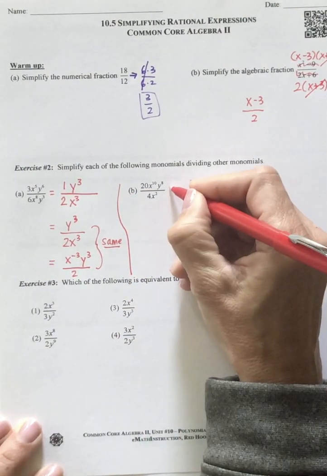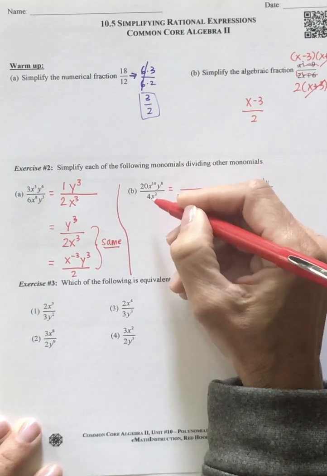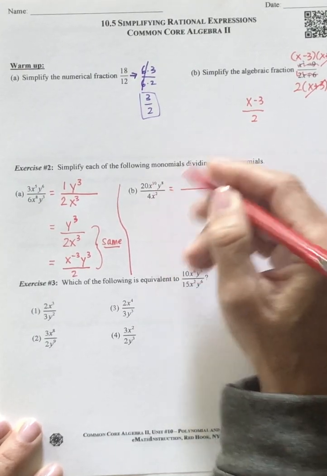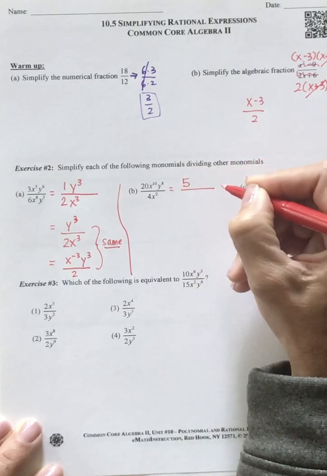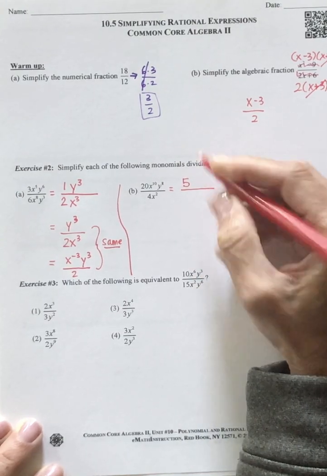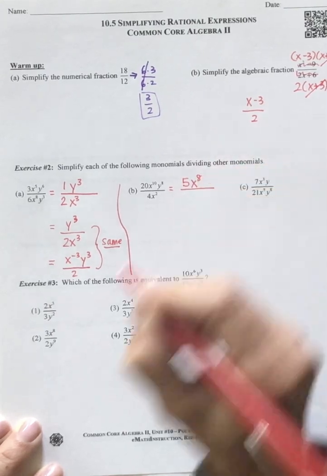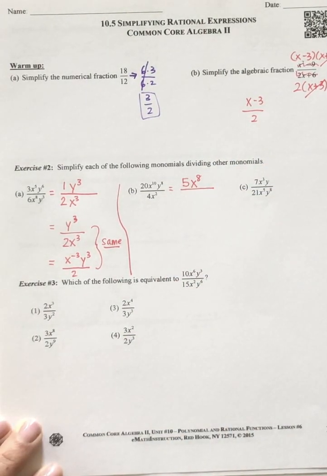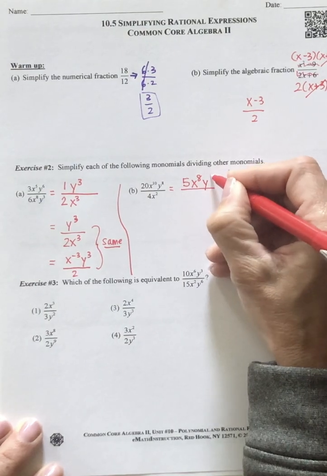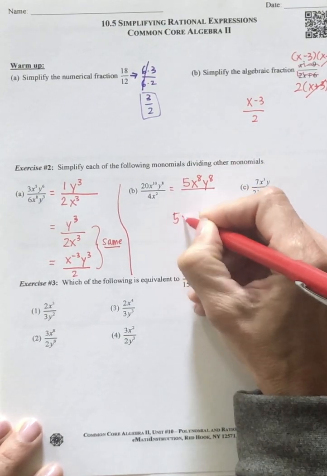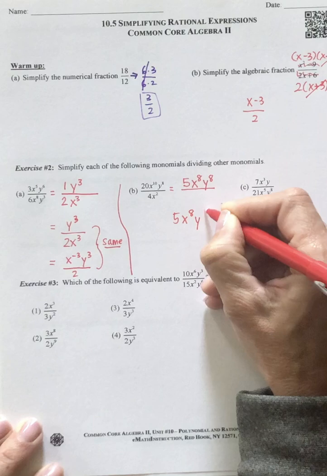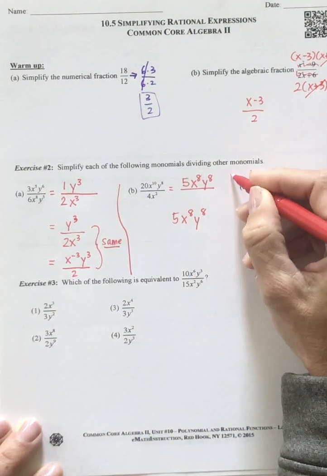So if you look at letter B, let's see what we got here. I got a 20 up top and a 4 on the bottom. That's going to leave me with a 5 up top. Where x's are concerned, I've got 10 up top, 2 on the bottom, which is going to leave me with x to the 8th up top. There are no other y's other than the y to the 8th up top. So your final answer, 5x to the 8th, y to the 8th, you're good to go.